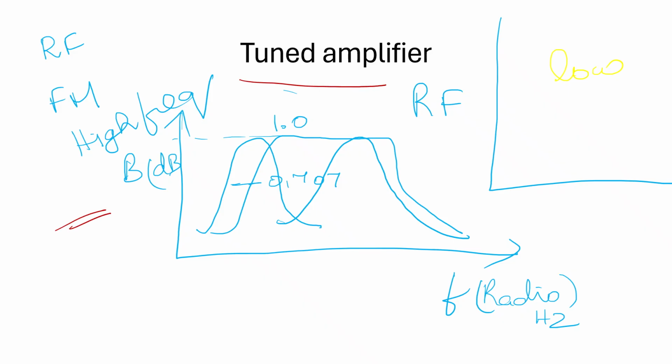So in this video we have discussed a class C type of tuned amplifier circuit. We have three types of tuned amplifier: single tuned amplifier, double tuned amplifier, and stagger tuned amplifier circuits.